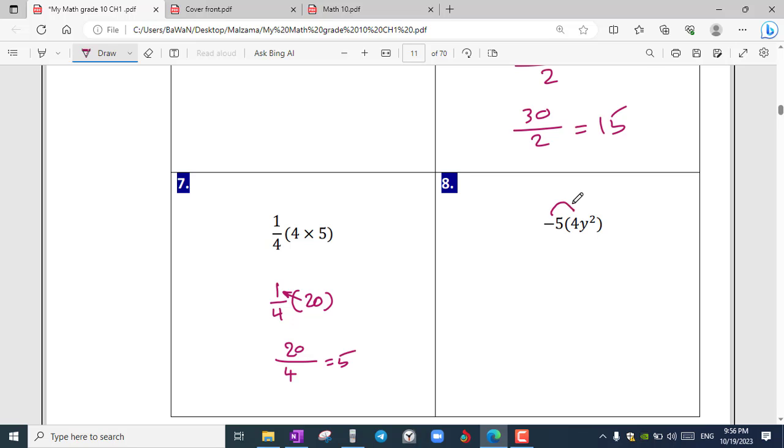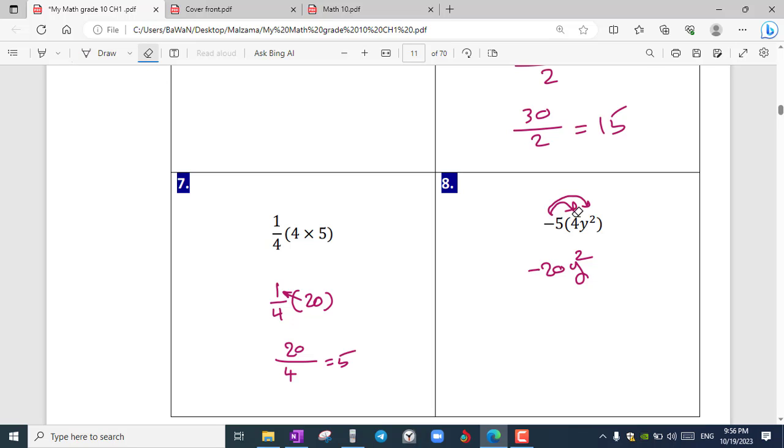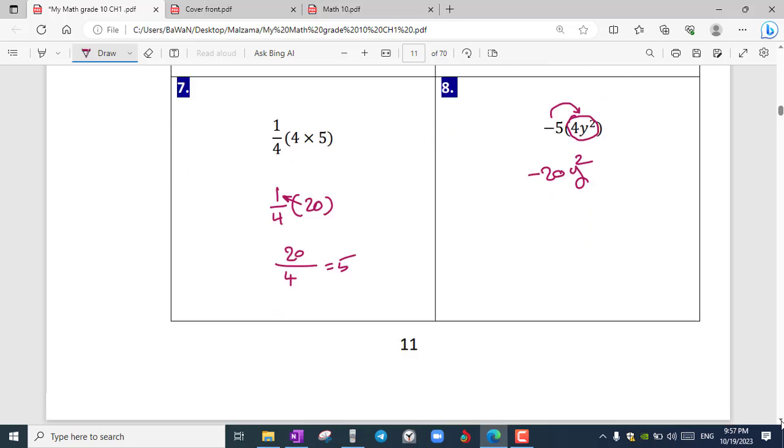This one, multiply negative 5 by inside. That would be negative 20y squared. I don't multiply negative 5 by both terms because between them there is no plus or minus. Since there is no plus or minus between the 4 and the y squared, it's considered as one term. It's considered as one thing. Then we multiply a number by a term once, not twice. This is why the result is negative 20y squared.